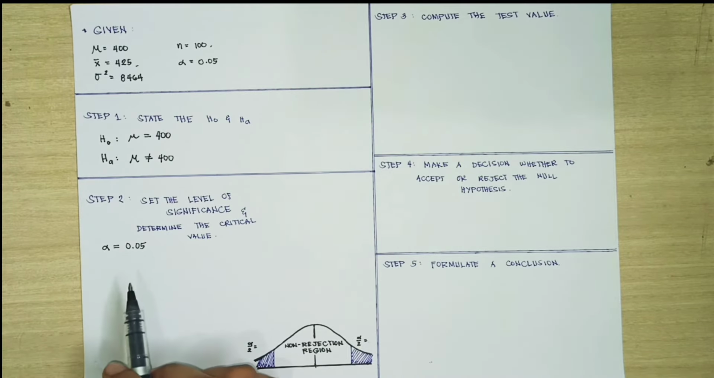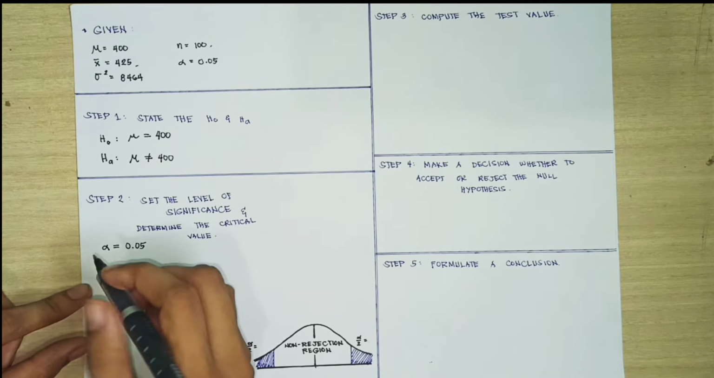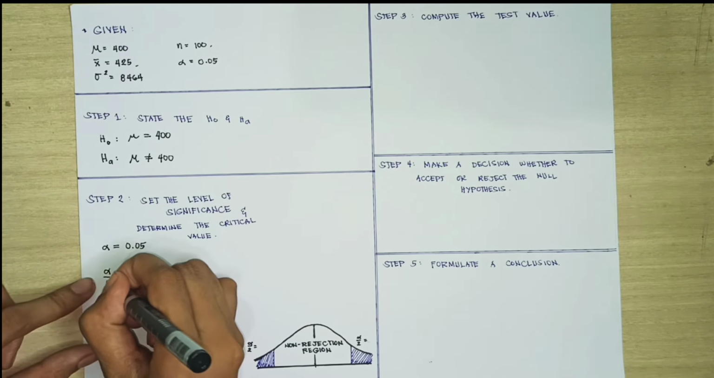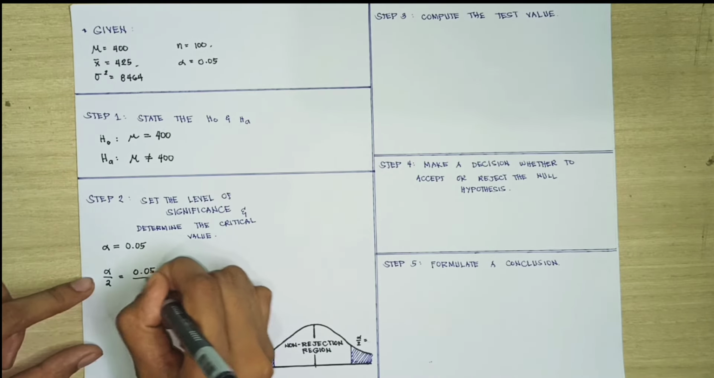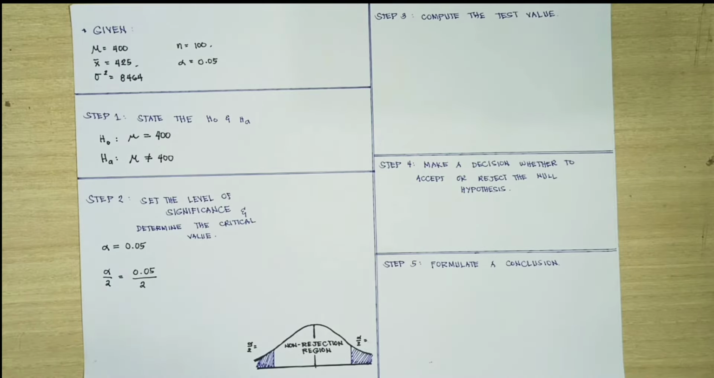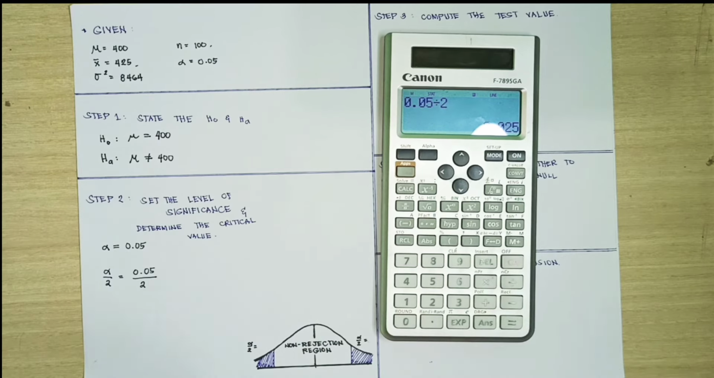Okay, so yung alpha kasi, this is the probability of rejecting the null. So, ito yung rejection region. Ito yung alpha. So, since this is a two-tailed test, ibig sabihin, you need to divide alpha by 2. So, kukuhanin natin si alpha over 2. Okay? So, that is equal to 0.05 over 2. Okay? So, 0.05 divided by 2 is equal to 0.025.